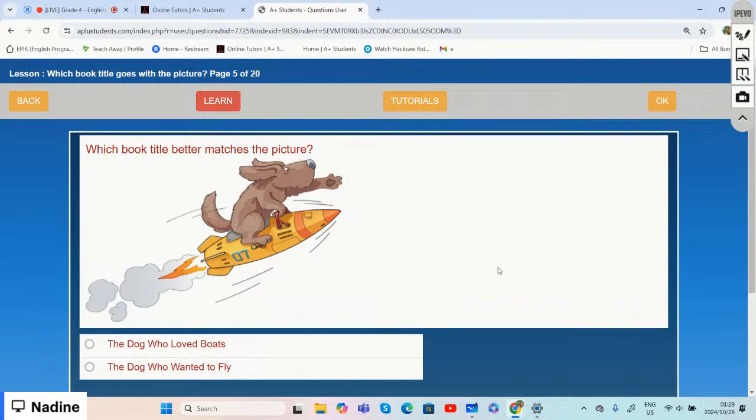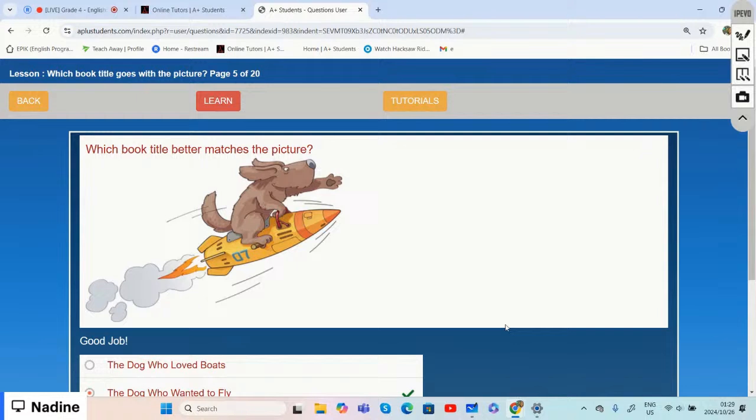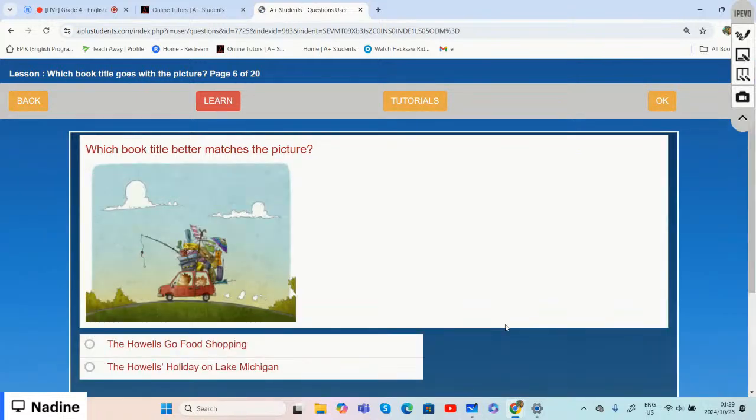All right. And if we were to choose the better option or better picture that matches the title, then we can say The Dog Who Wanted to Fly. Yes, option two is correct. So well done. Option two is correct.